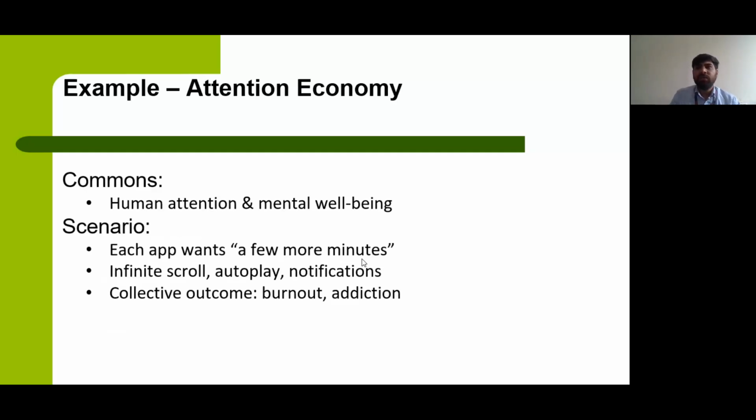So what do these videos or this content do to us? They grab our attention. On human attention and mental well-being, each app wants a few more minutes. I think all of you are aware, as you now watch videos on YouTube, Instagram, and other social platforms these days, and you get stuck to that screen, and every app wants just a few more minutes. So we scroll, you scroll every night. The videos, notifications, collectively it ends in addiction.